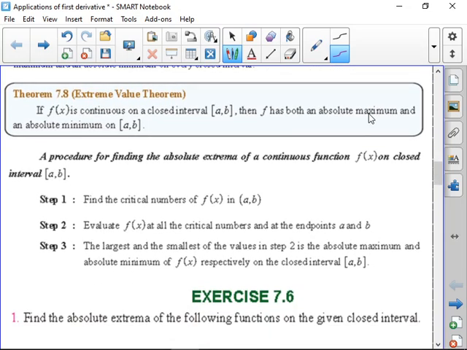So what is the name of the theorem? Extreme value theorem. Okay, so see here, it may also be asked for a 1 mark question. Statement கொடுத்து what is the name of the theorem nu கேட்பாங்க. Okay, it will be asked like that. If f of x is continuous on a closed interval, then f has both an absolute maximum and absolute minimum on closed a comma b.